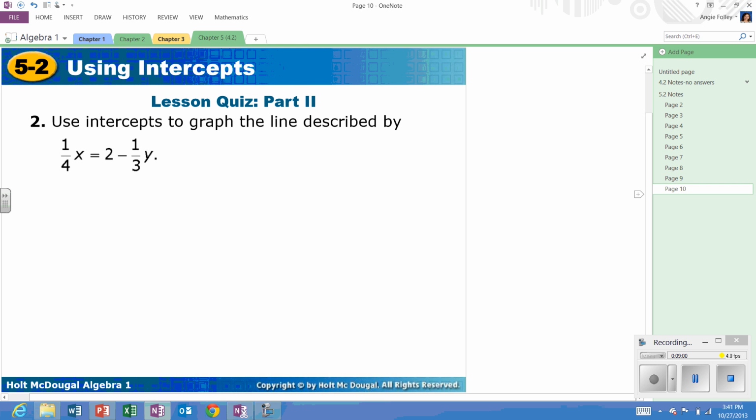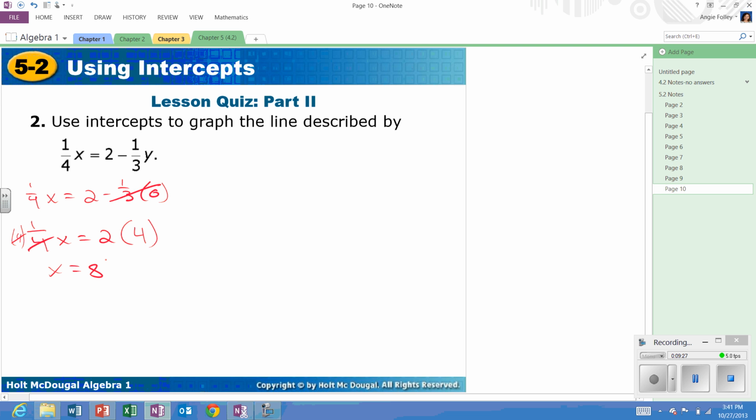Okay, last one. We're going to graph this using our intercepts again. For the x-intercept, plug 0 in for y. So this all goes away, and we're left with 1/4 x equals 2. To solve for x, you multiply both sides by 4 because that's the inverse operation. The 4's go away, and we're left with x equals 8.